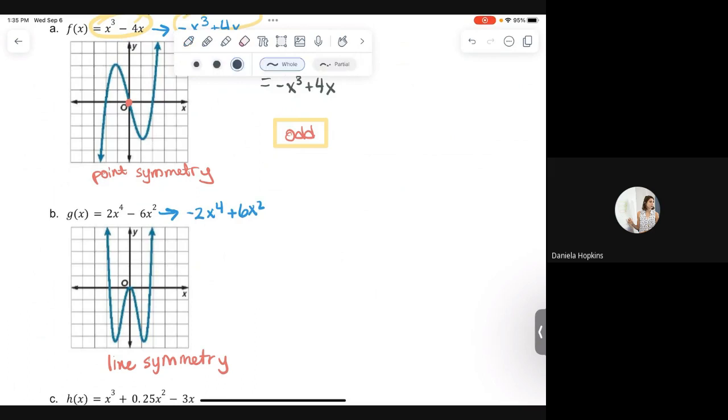Couldn't you tell by like the powers they use too? You are exactly correct. So when I go to plug this in, instead of g of x, let's go ahead and plug in g of negative x. So I'd have 2 times, instead of x to the fourth, I'll have negative x to the fourth, minus 6 times, instead of x to the second, I'll have negative x to the second.